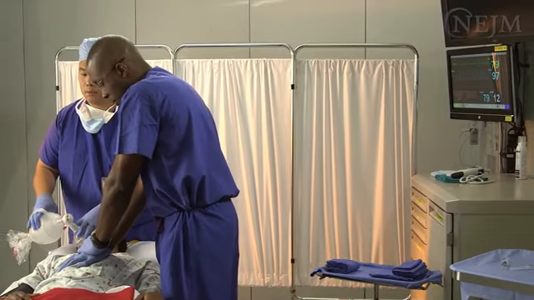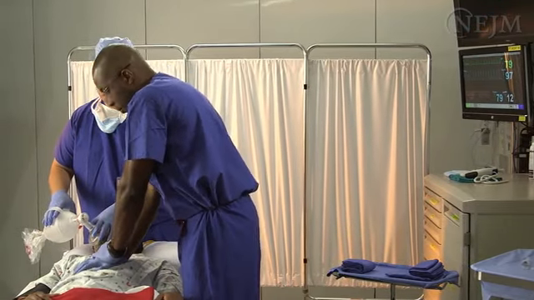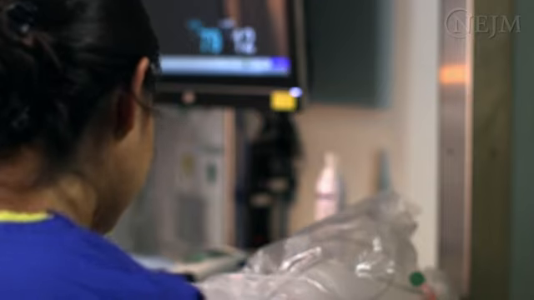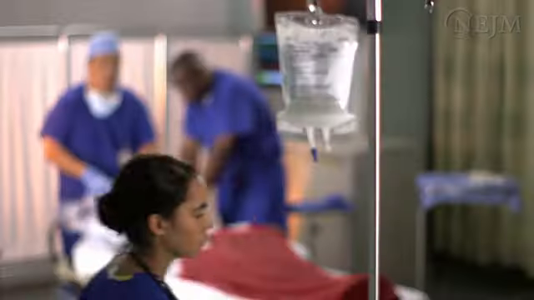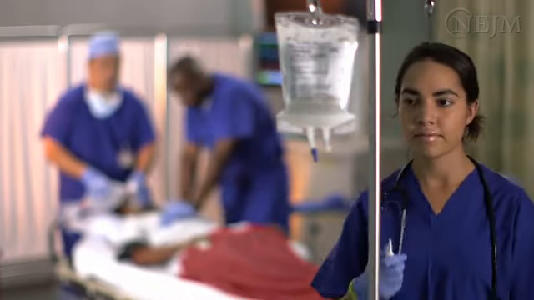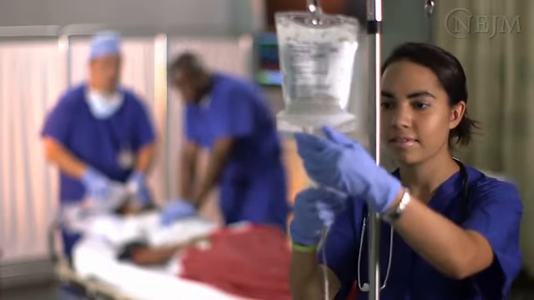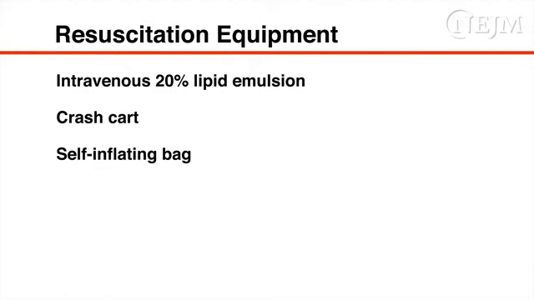In the event of inadvertent intravascular injection of toxic doses of local anesthetic, the administration of intravenous 20% lipid emulsion has been shown to reverse the cardiotoxic effects of local anesthetics such as bupivacaine. Intravenous 20% lipid emulsion and resuscitation equipment used to treat the adverse effects of a local anesthetic toxicity should be readily available anytime potentially toxic amounts of local anesthetics are injected.